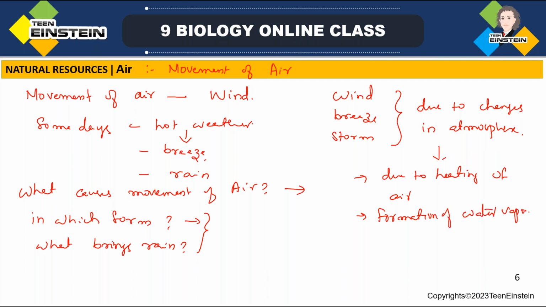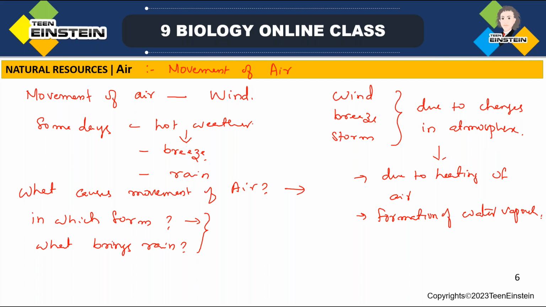Okay, these are the reasons. So wind may come, breeze or storm, anything, all these are forming due to the changes in the atmosphere. Some changes are happening in the atmosphere. And these changes are due to the heating of air and the formation of water vapor. Sometimes more heating may happen, so water vapor formation will be more, and sometimes it will be less. So depending on that condition, all these things are happening.